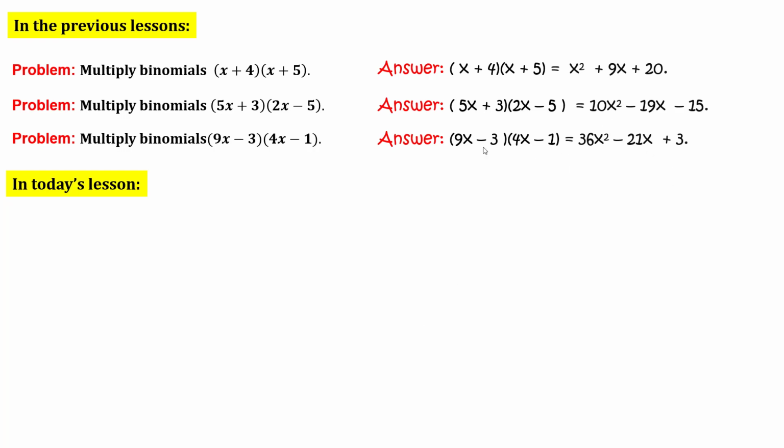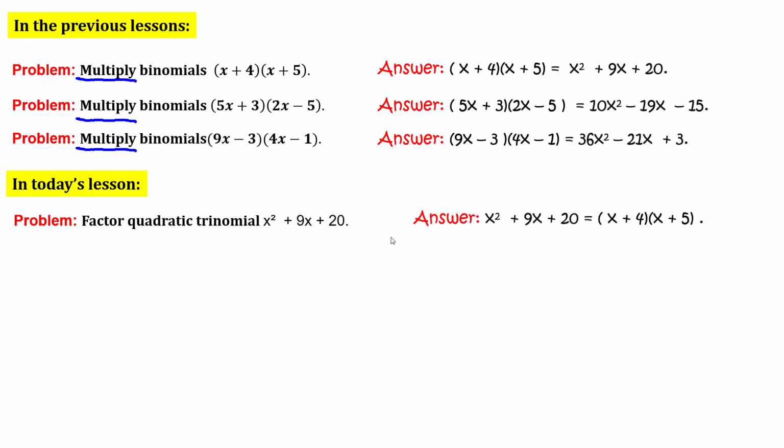Okay, so in today's lesson, notice the command has been to multiply, right? So you're taking two things together, you're multiplying them, you're turning it into one polynomial. In today's lesson, we're actually going to be going backwards. So the backwards version of the first problem is I'm going to ask you to factor the result x squared plus 9x plus 20, and then the answer would be x plus 4 times x plus 5. The command factor, right? To factor means to pull things apart as a product of two or more factors.